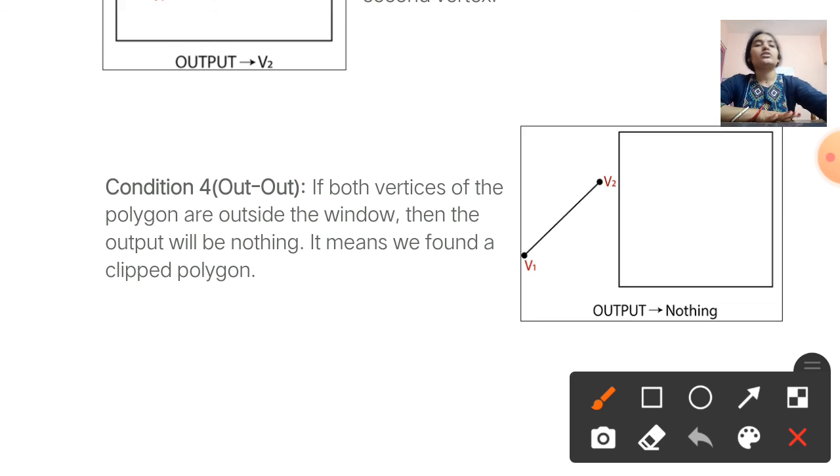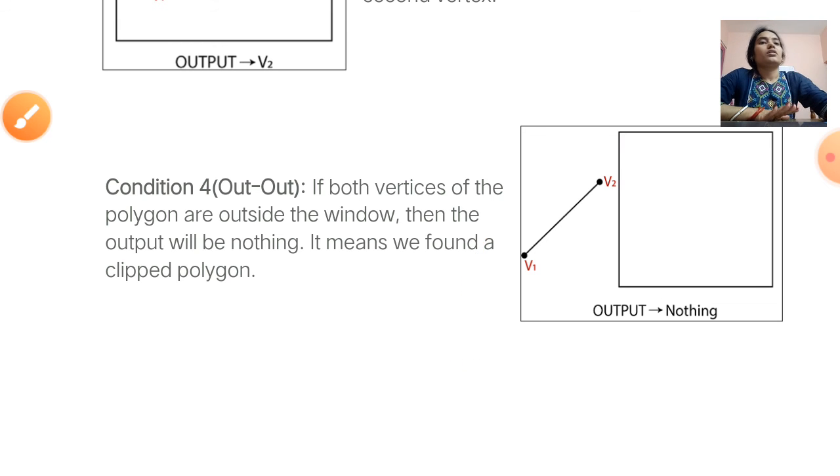So this is your polygon clipping algorithm. I hope all of you are clear on the polygon clipping algorithm, the Sutherland-Hodgman polygon clipping algorithm.